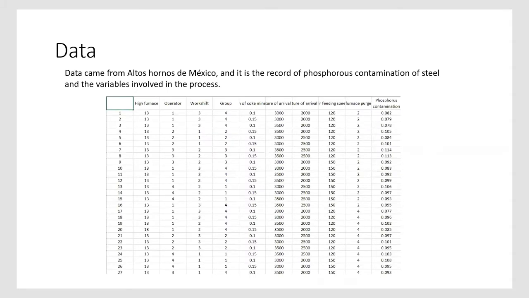Our data came from Altos Hornos de Mexico, and the goal is to reduce the phosphorus contamination in steel. The independent variables that we have are the number of the furnace, the operator, the work shift, the group, the proportion of coke mineral, the temperature of arrival to zone 1, and the temperature of arrival to zone 2, their feeding speed, and the time that the furnace purges.